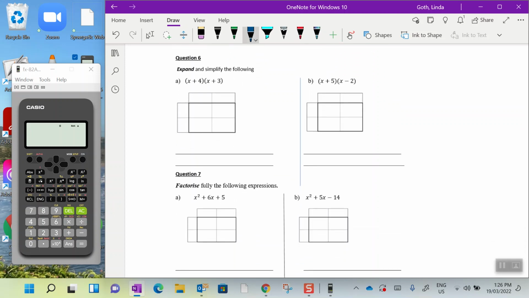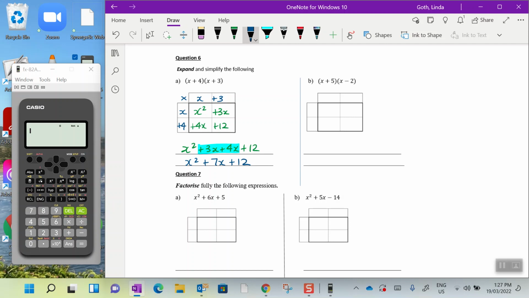Again, there's lots of ways to expand, but the way we did it in class was to set it out as x plus 4, x plus 3, and then multiply all the terms. So x times x is x squared. We get 3x in here. Can you do the rest of this? Maybe pause the video and see how you go. Plus 4x plus 12. We write that out in one line. And then we have our like terms in the middle. So our final line is x squared plus 7x plus 12.